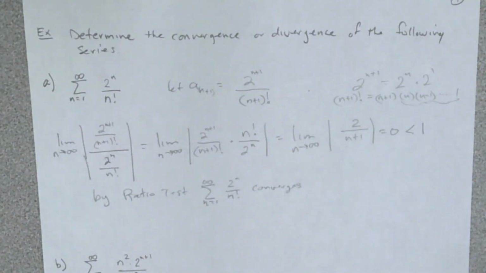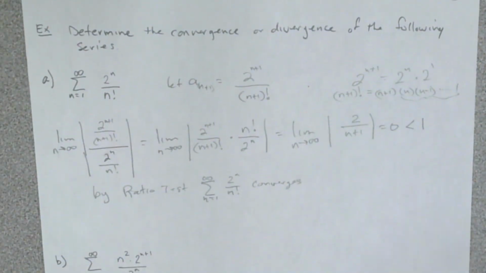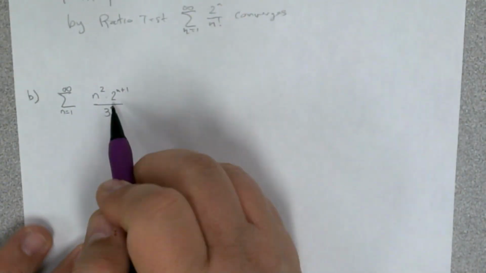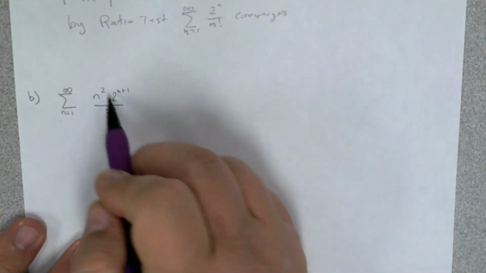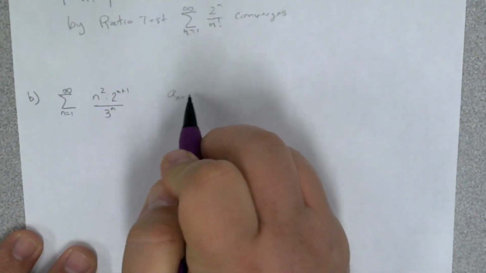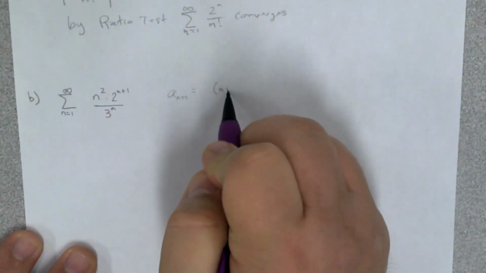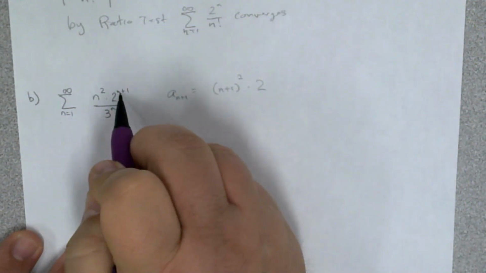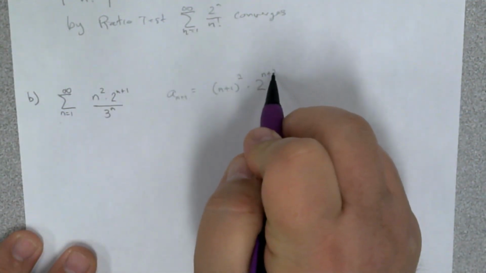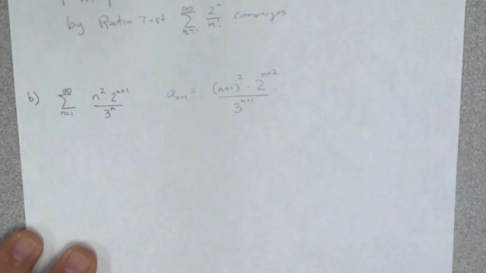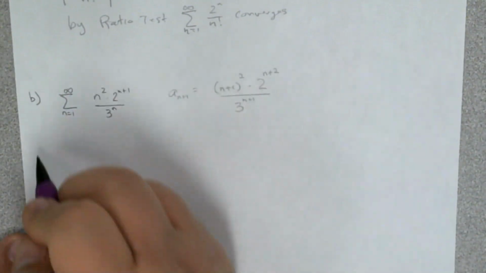And there you go. Okay, let's look at the next example down here. Same thing. If it helps you out, you can go ahead and write out what a sub n plus 1 is. Doesn't hurt to do it. This will be n plus 1 squared times 2, n plus 2, and this is 3 to the n plus 1. So that's what we have there. Take that expression and divide it by that expression in this limit.